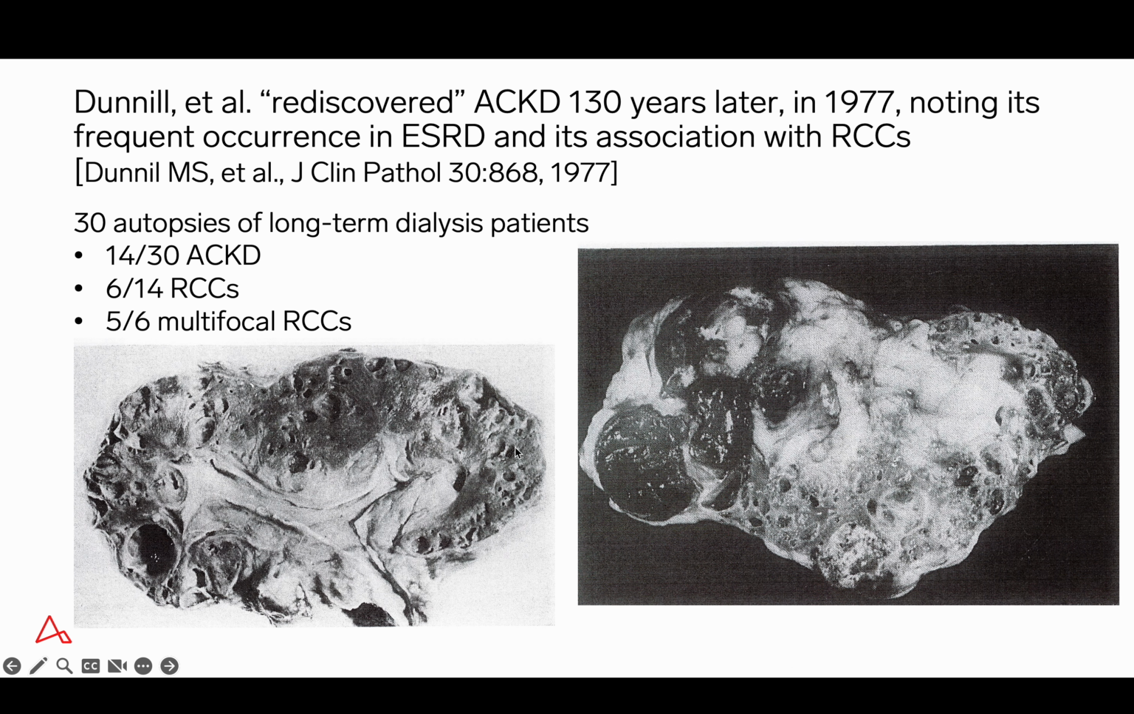And this is an image here on the left, a photograph from that publication showing the diffuse cyst formation that varies in size. More notably, he noted that in the 14 cases with cysts, 6 of those cases contained renal cell carcinomas, and in 5 of those 6 cases, the renal cell carcinomas were multifocal. In the photograph on the left, we can see a renal cell carcinoma here, which has a solid and a hemorrhagic component, and there was a second renal cell carcinoma down here at the bottom of this photograph.